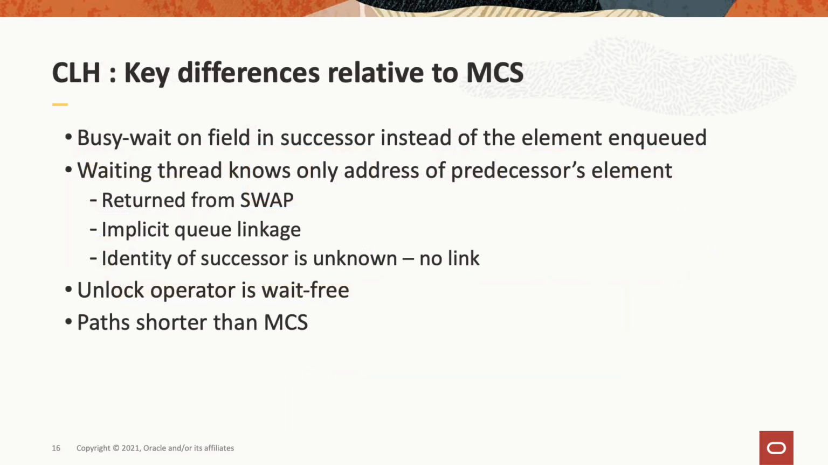We'll briefly contrast MCS and CLH. Under CLH, threads busy wait on a field in their successor's queue element instead of the element that they originally posted to the queue. Waiting threads know only the address of the predecessor element. That is the address returned from the atomic swap operation. In fact, a thread knows only the identity or address of its immediate predecessor in the queue and does not know its successor. It's also the case that the unlock operator in CLH is wait-free, and the paths are somewhat shorter than what we find in MCS.